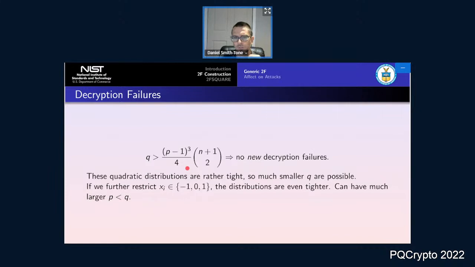You don't have to allow inputs to be any least absolute residue mod P. You could just choose ternary inputs and have it be fine. And in that case, you can even choose your P to be larger in relation to Q to optimize for lattice properties. Okay, that's the whole point of that modification.